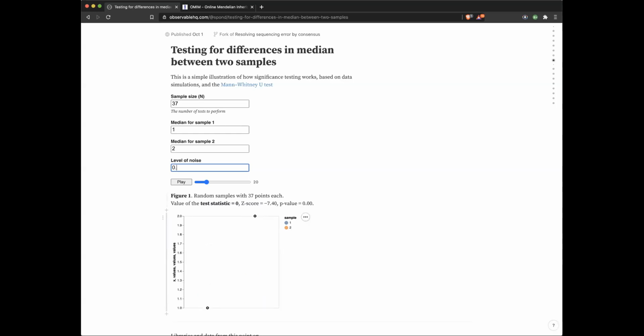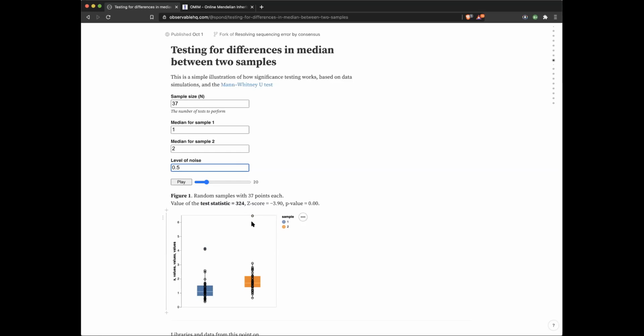But let's go back to this situation where we have a median for sample 1 of 1, and a median for sample 2 of 2. So they should be different. The level of noise is 0.5. And there's a particular statistical test that I'm trying to demonstrate here, which is actually what this paper uses. It's called the Mann-Whitney U test. All it does is take these numbers and transform them into one number called a test statistic. In this case, this test statistic is 324.